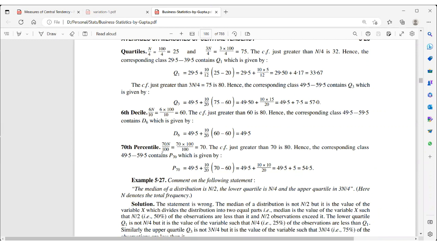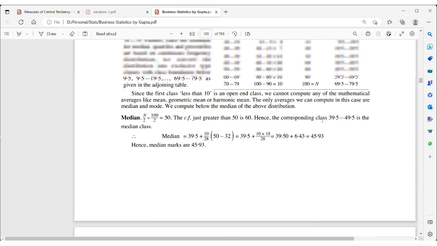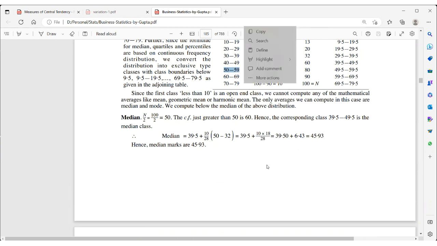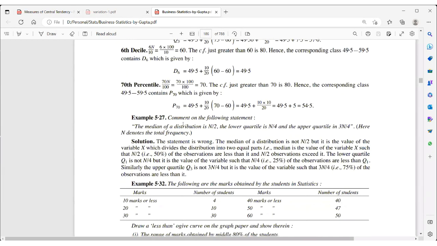Now the 70th percentile, 70n by 100, it comes to be 70. The number which is just greater than 70 is 80, right? In the similar way, this is the 70th percentile class. L is 50, frequency is 20, CF is 60, H is 10, right? We put over here all the values. We get the 70th percentile.